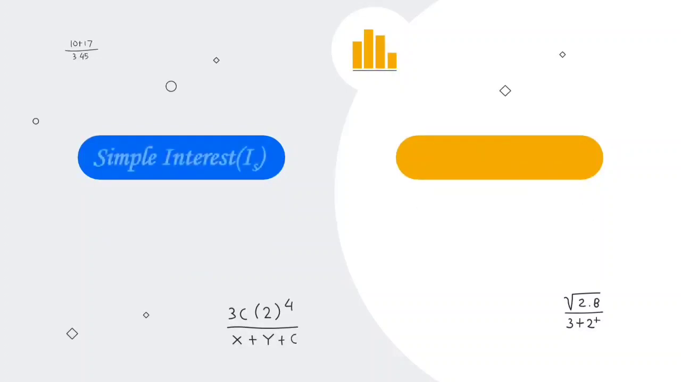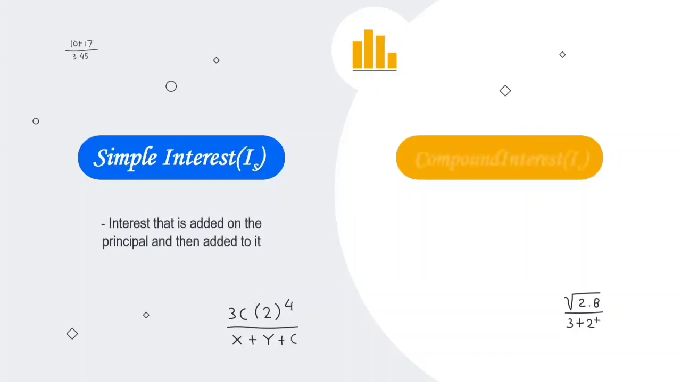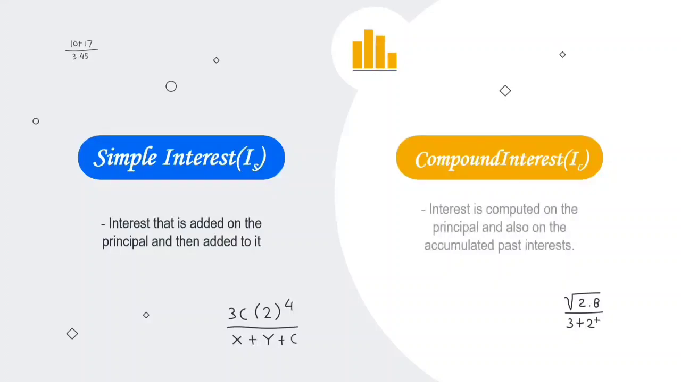Now, simple interest refers to the interest that is computed on the principal and then added to it immediately. While compound interest, on the other hand, pertains to the interest which is computed on the principal and also on the accumulated past interest.